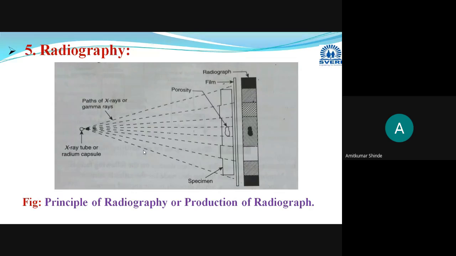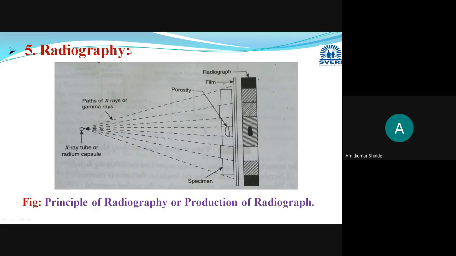Yes, the answer is, I'll wait for a few more answers. A few students have given answers like absorption, reflection. Okay. The correct answer for this is absorption. The concept used here is absorption.